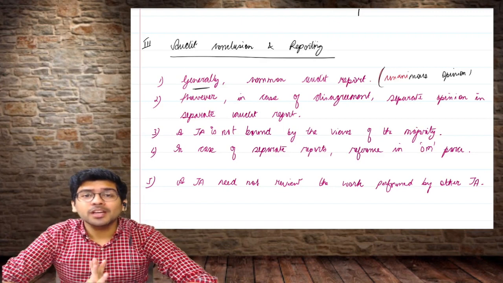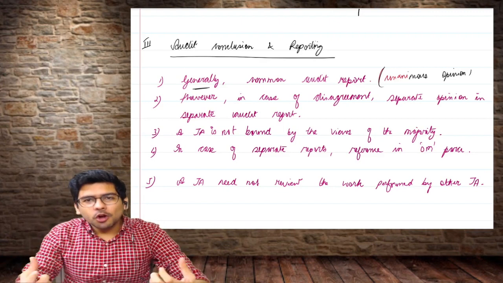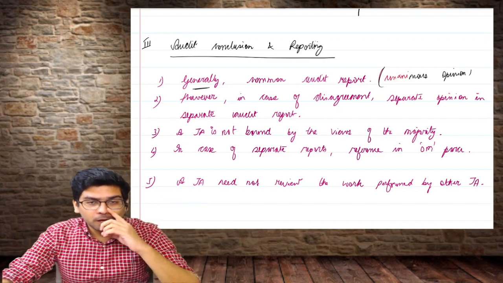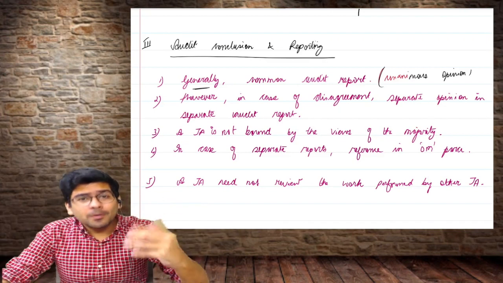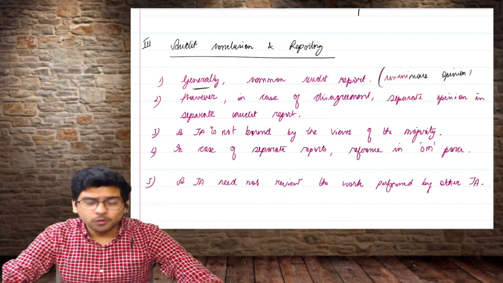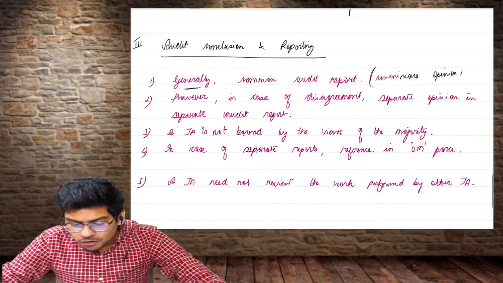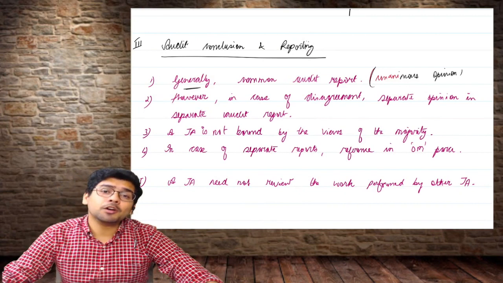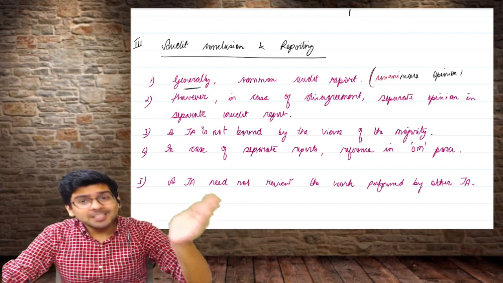Please understand this. Generally what happens in case of joint audit, there is a unanimous opinion. But there might be some disagreement also. D and company is not agreeing to what A, B and C feel. So in that case what can happen? However, in case of disagreement, a separate opinion in a separate audit report can be given.